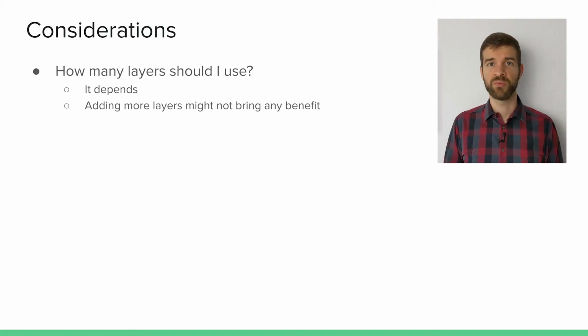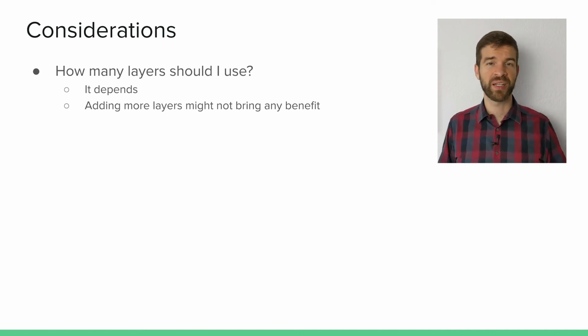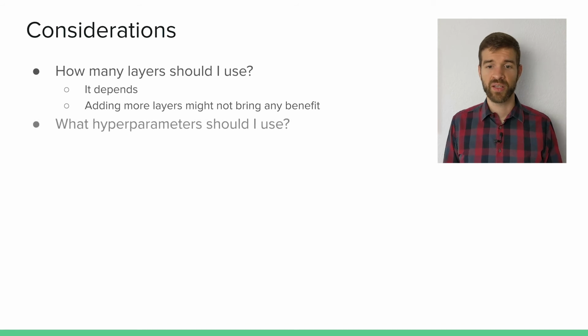So some considerations when you design your network, when you think about the architecture, is how many layers should I actually use? Well, the answer is it depends really on your problem. Of course, you might want to add more layers to extract more features, but at a certain point it might not bring any benefits. This is a big problem, that people don't know when they start how many layers they should put in place. And they also don't know which hyperparameters they should use.